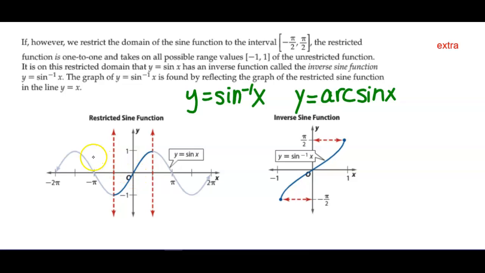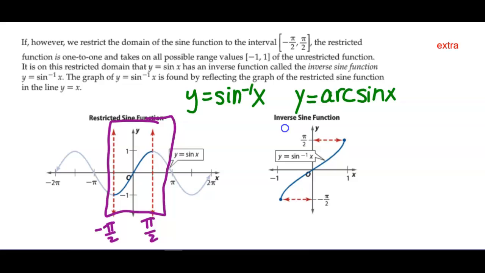Now, if we restricted it from 0 to pi, it still wouldn't pass the horizontal line test. In order to restrict it so that it has all possible values of y and the values of x that would restrict it to cover all those, we're going to restrict it from negative pi over 2 to pi over 2. And when we do that, and we talk about just this little piece, then the sine graph has an inverse because it's now 1-to-1. So its inverse will take and flip those x and y values.